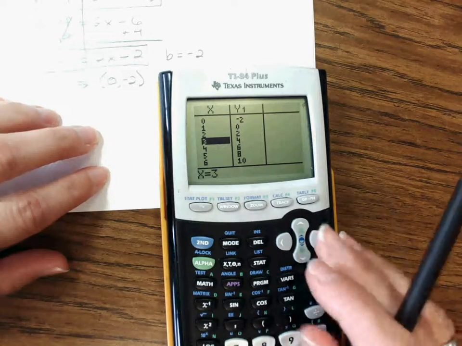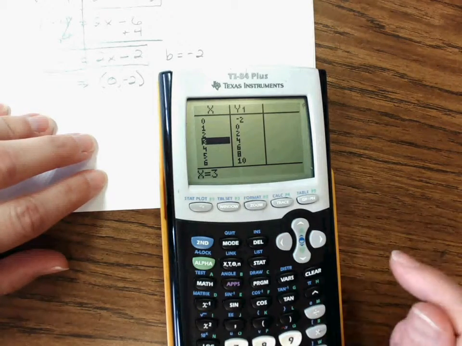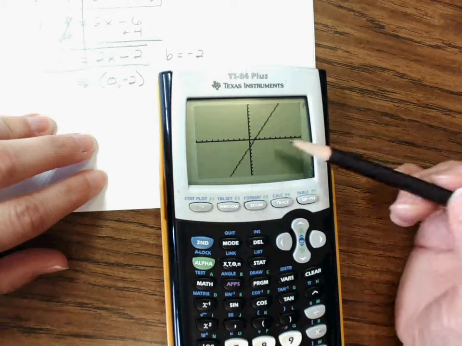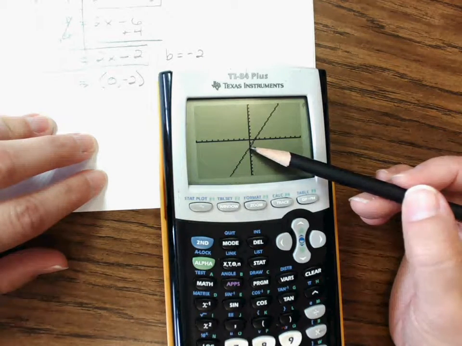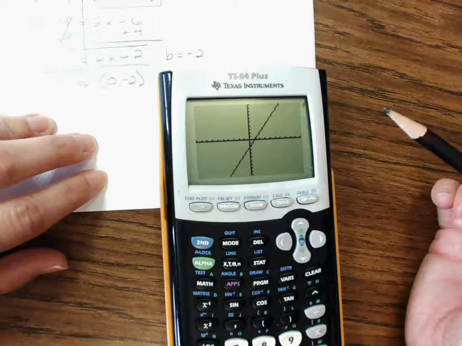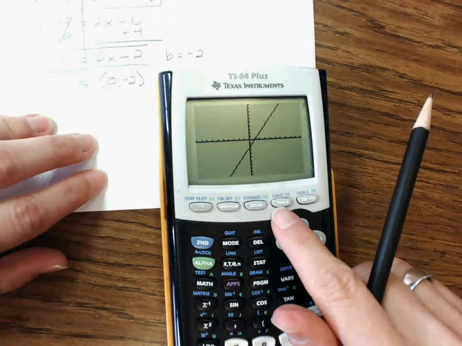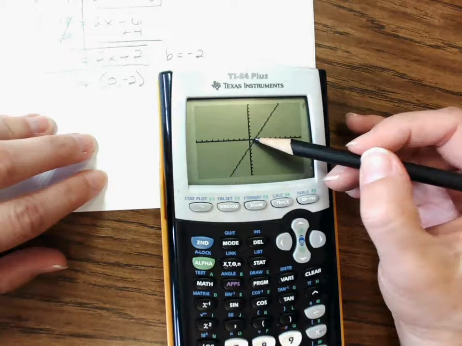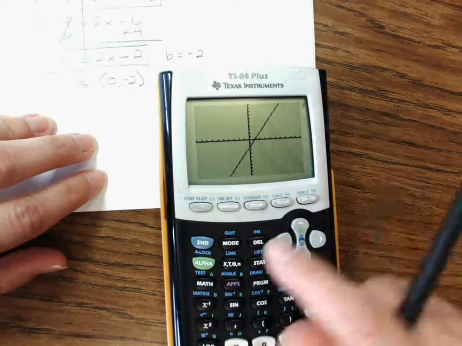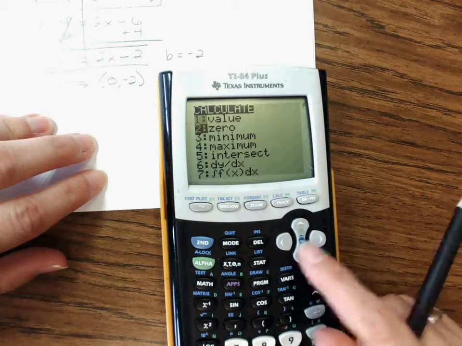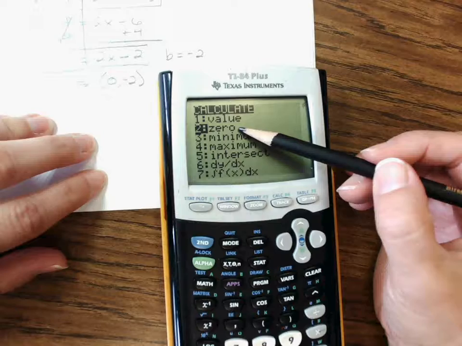Now, in order to find the x-intercept, this is another thing we can do. Let's go to the graph and look at it. It looks like it's crossing at 1, but let's be sure that's exactly where it's crossing. We found intersection points before. It's going to be the same menu to find the x-intercept, which is also called the 0. So to find this, you go second, trace, and we want to find the 0. That's the same as the x-intercept.